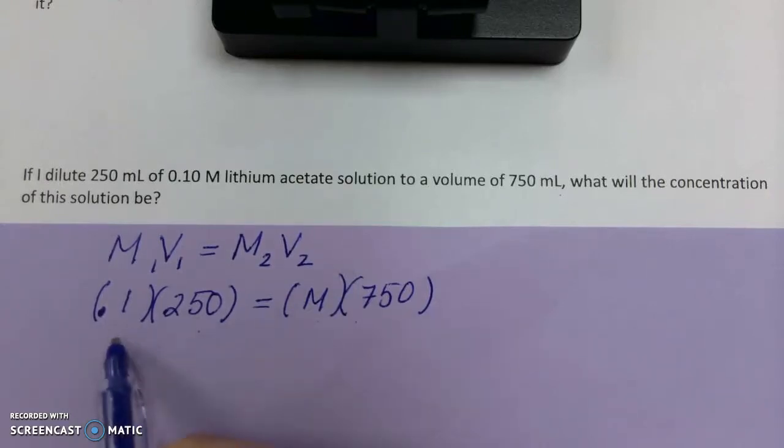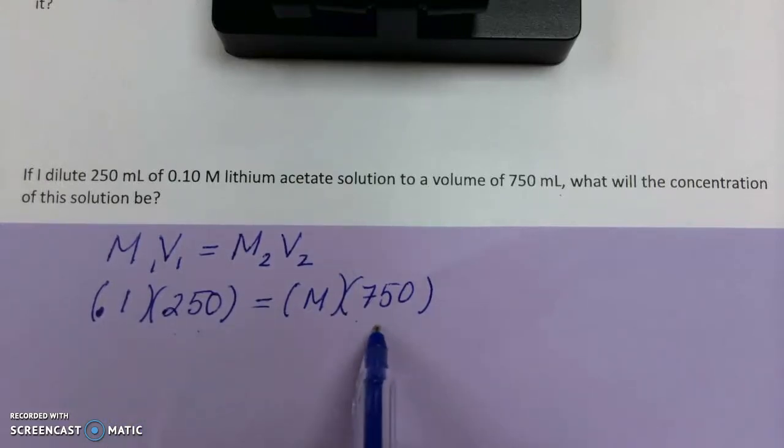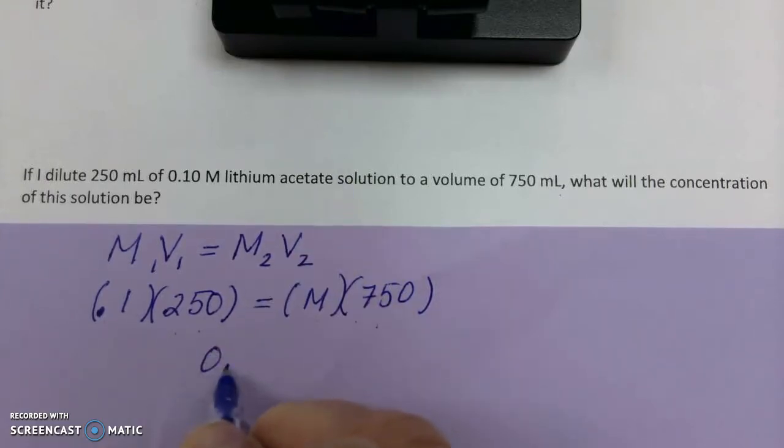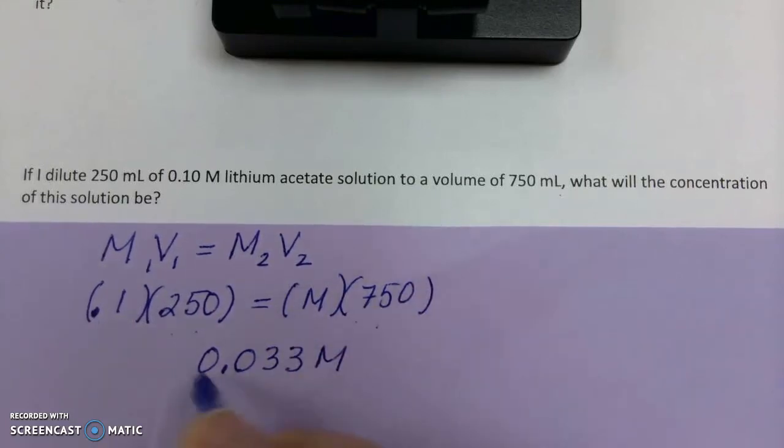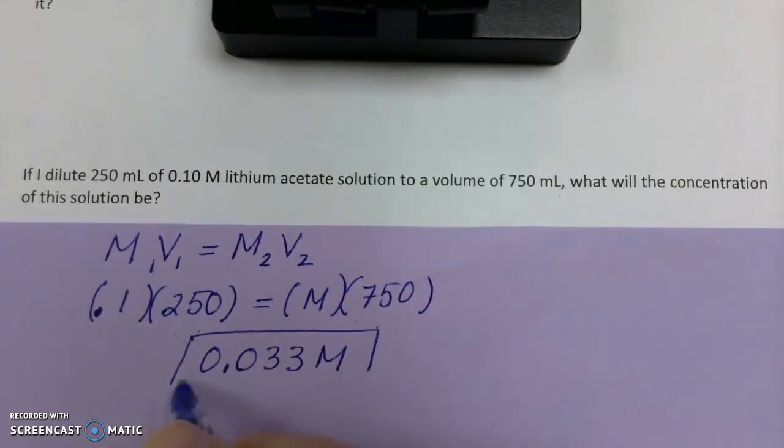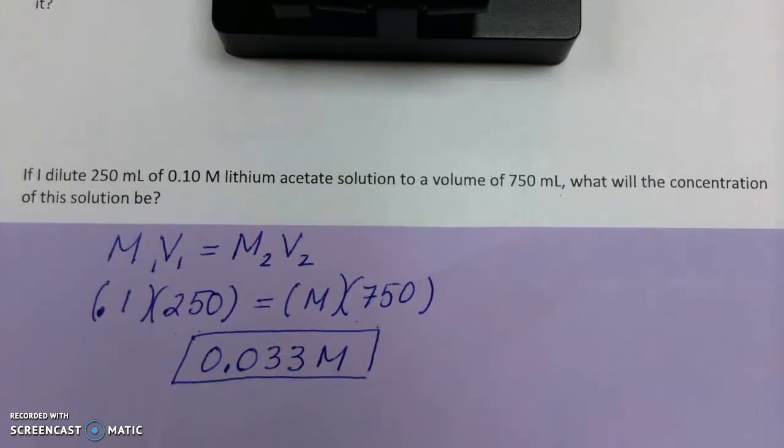So we're going to multiply 0.1 times 250 and divide by 750, and we get 0.033 molarity of lithium acetate. Again, as expected, it would be less because we're adding a higher amount of water.